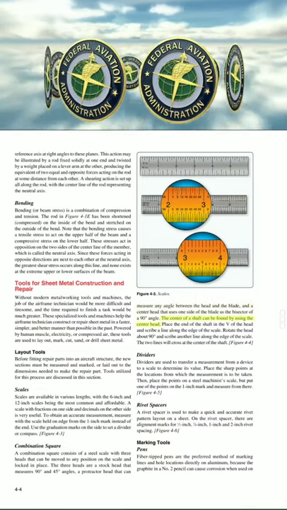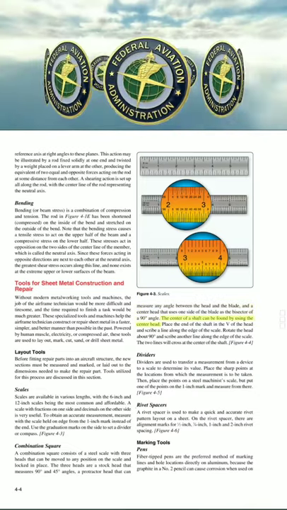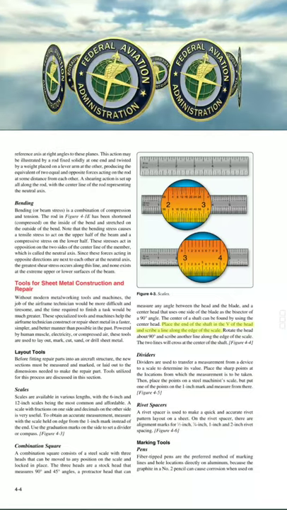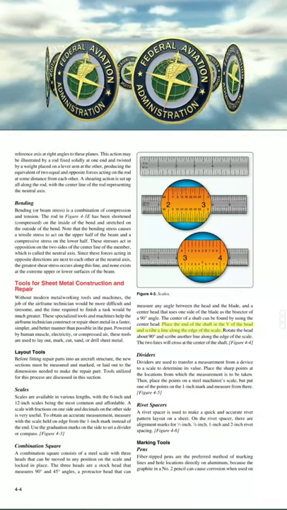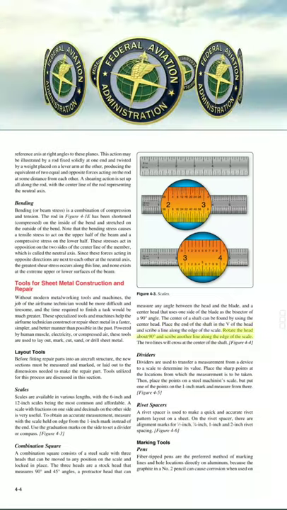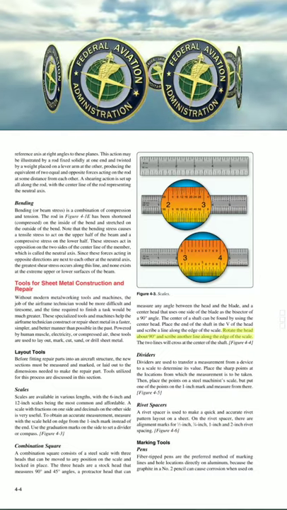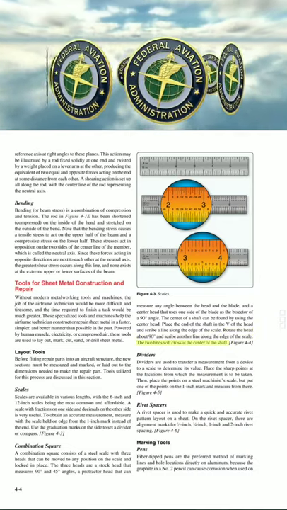The center of a shaft can be found by using the center head. Place the end of the shaft in the V of the head, and scribe a line along the edge of the scale. Rotate the head about 90 degrees and scribe another line along the edge of the scale. The two lines will cross at the center of the shaft.